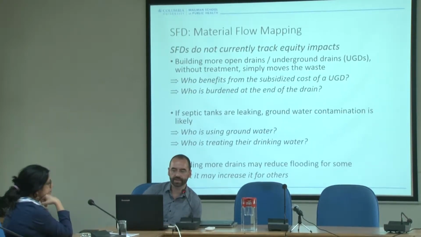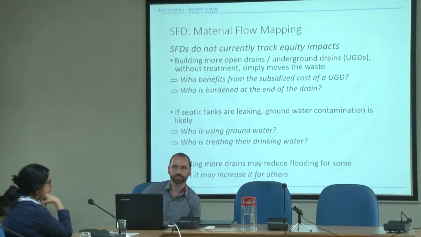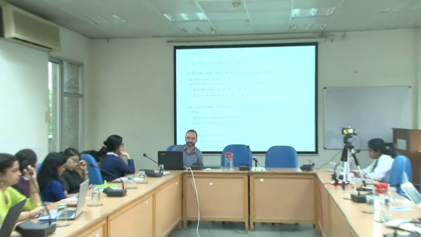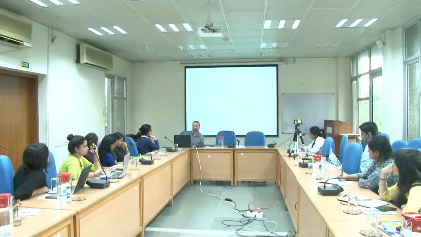So I think these are the kinds of things that we want to look at through some sort of visual diagram, either a modified SFD or something similar, that gets at these questions of who has access, who doesn't, who is exposed, and who's not.